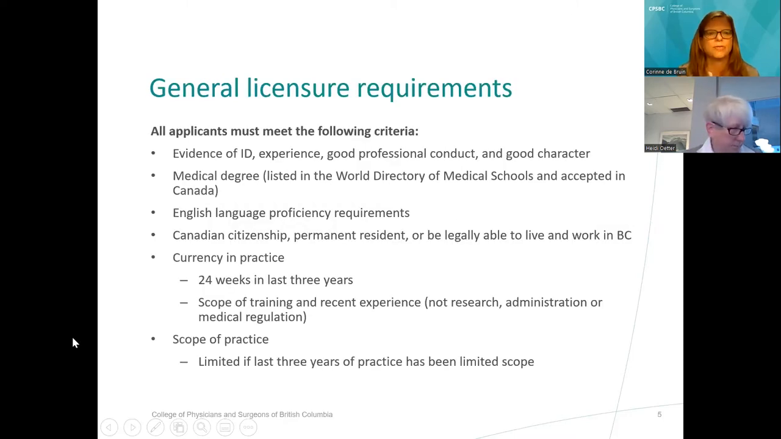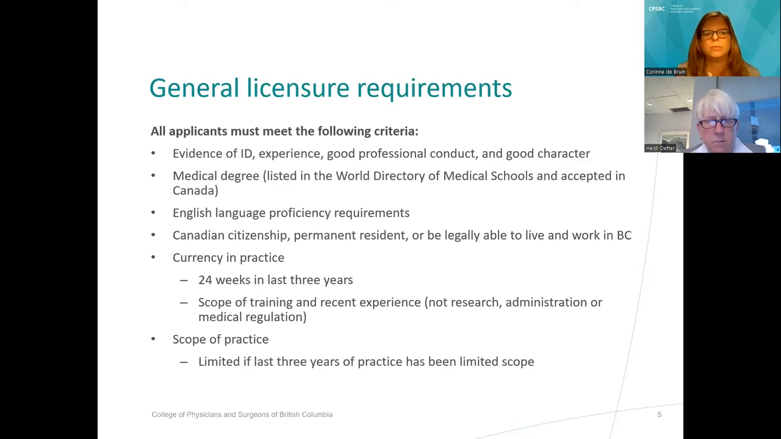Just going to start by going over the general licensure requirements, and this is required for an applicant in any class. So we look for things like evidence of identification, experience, good professional conduct, and good character. Any applicant needs to have a medical degree listed in the World Directory of Medical Schools, but also accepted in Canada. They need to meet the college's English language proficiency requirements. They need to be able to legally work in BC. Some other areas that we look at in applications are an applicant's currency and practice and their scope of practice.